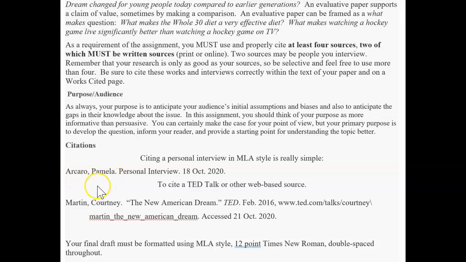You include the person's name, here, Akaro Pamela, personal interview, and then the date that it's provided. If you cite something like a TED Talk or another web-based source, the author or the speaker, the title, the website, in this case it's italicized, and remember the title is in quotation marks, the website or the publication is in italics. You provide the date and then the URL. And then you include the date you accessed it. Done this way. Final draft, MLA style, 12-point Times New Roman, double space throughout the paper.